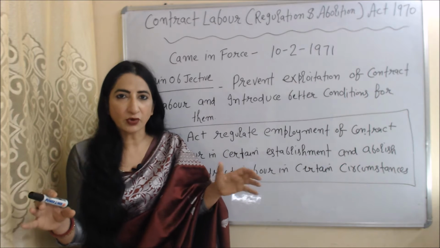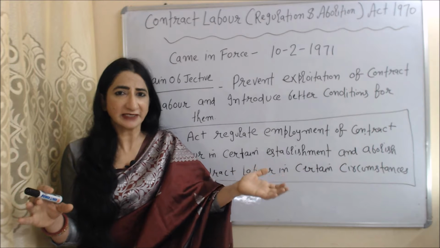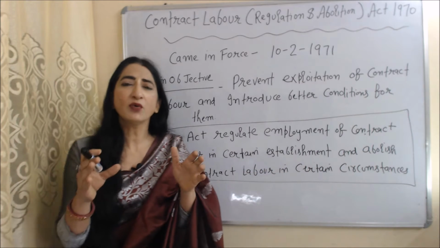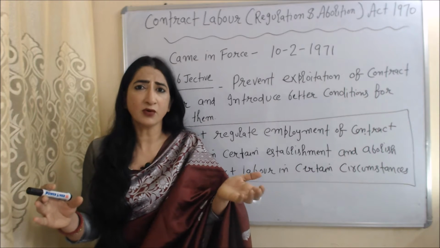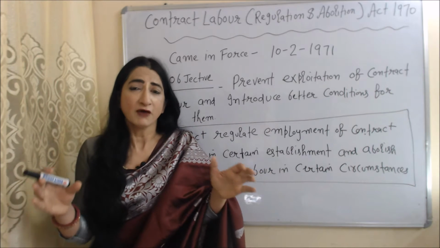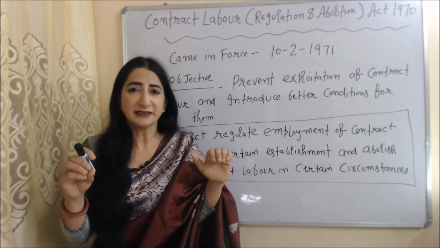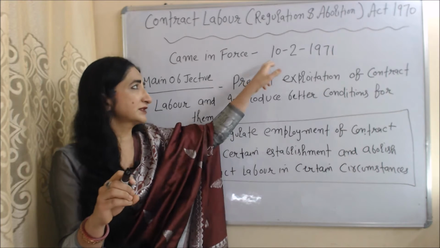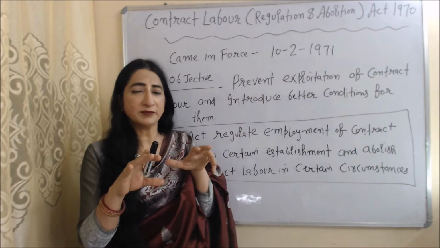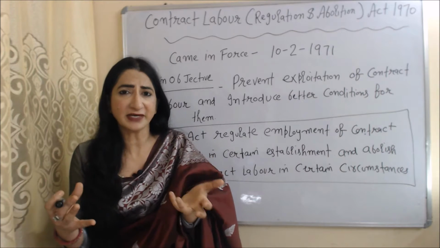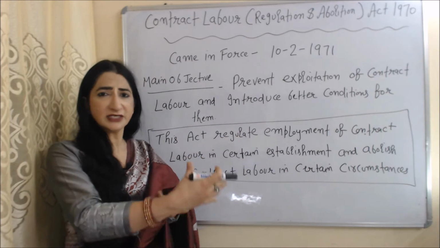Today we are going to talk about the Contract Labor Regulation and Abolition Act 1970. So what is contract labor? Contract labor is a person who is hired by a contractor for a specific time period for doing a specific task. This act came into force on 10th February 1971, and the main objective of this act is to prevent exploitation of contract labor and introduce better conditions for them.